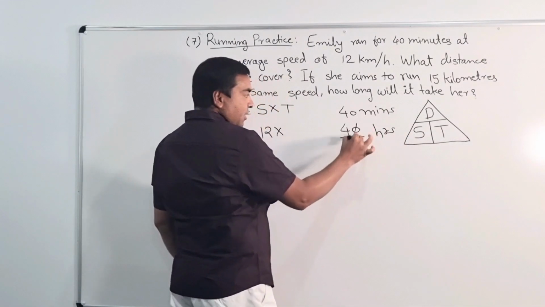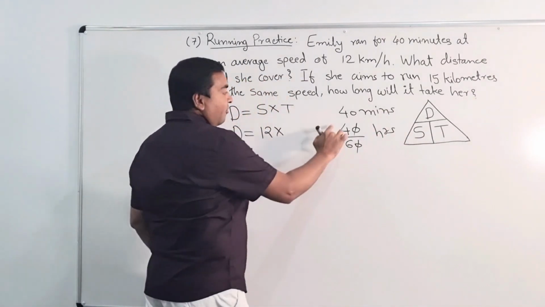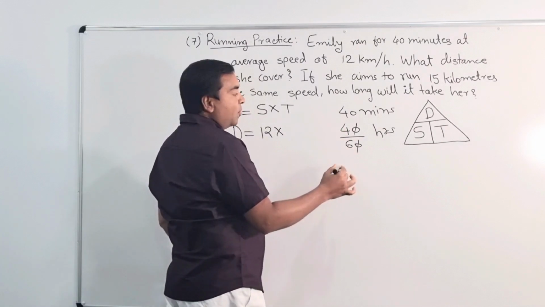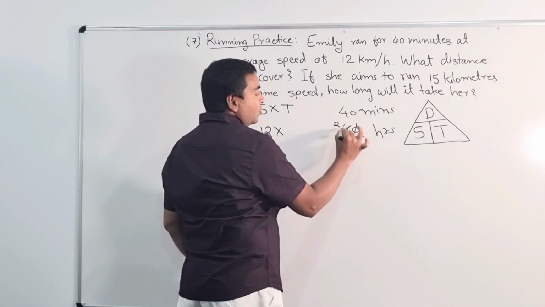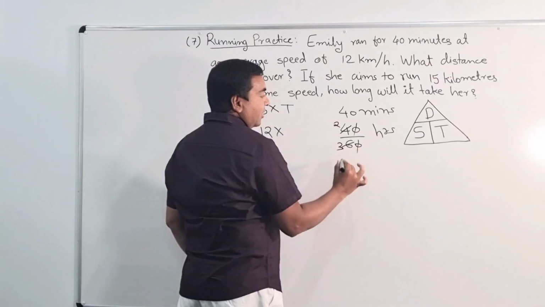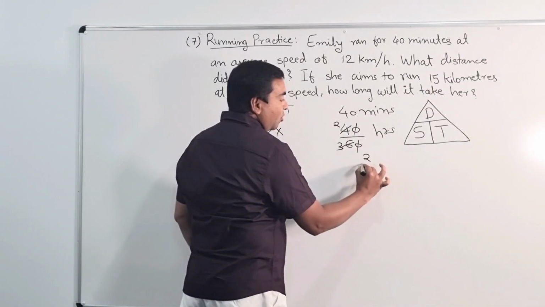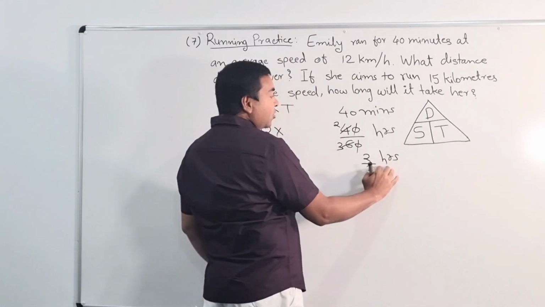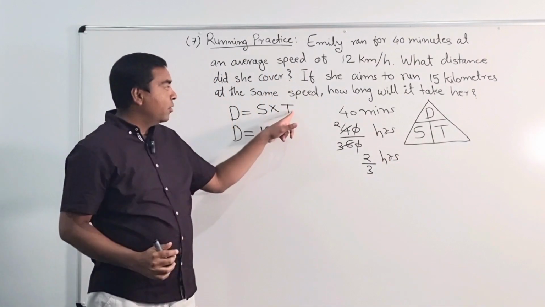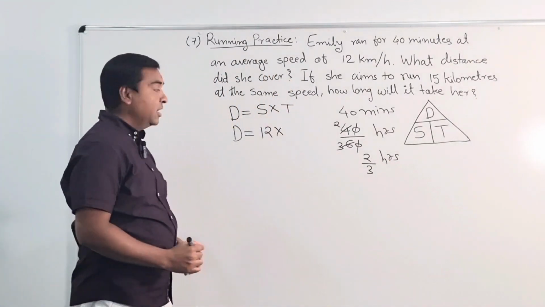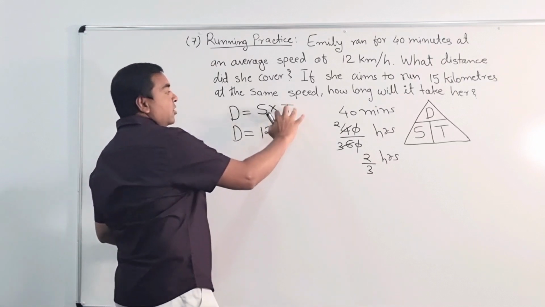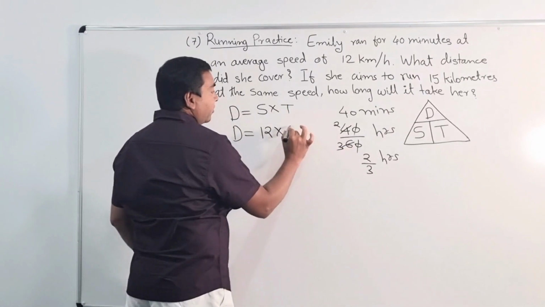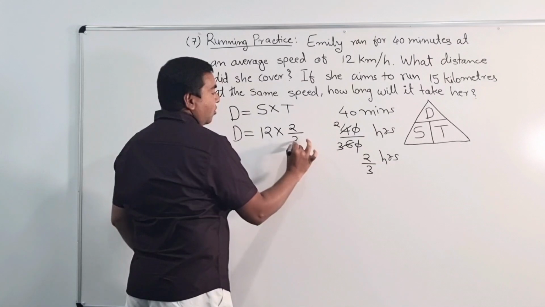And then 0, 0, I can cancel it out to simplify. 4 and 6 has got 2 common. So that is going to be 2 and that is going to be 3. So 2 over 3 hours. So now I got my time in hours. So I can put down hours equal to 2 upon 3 because that is kilometer per hour. So my time needs to be in hours as well. So that is going to be 2 over 3.